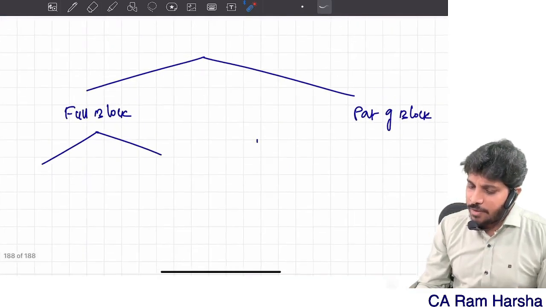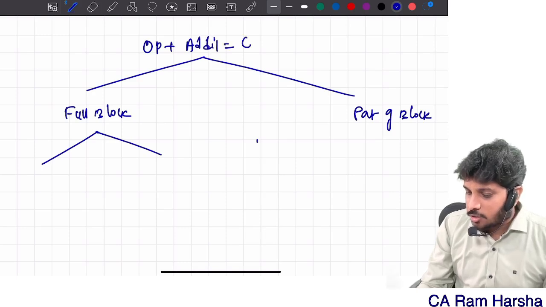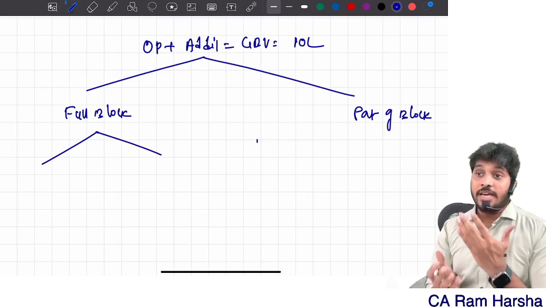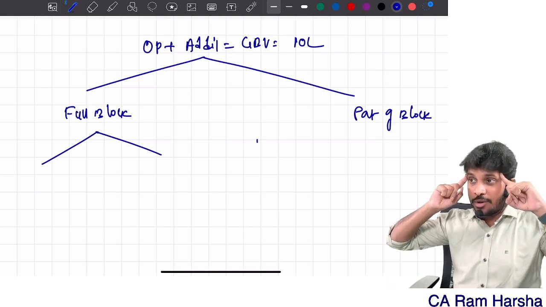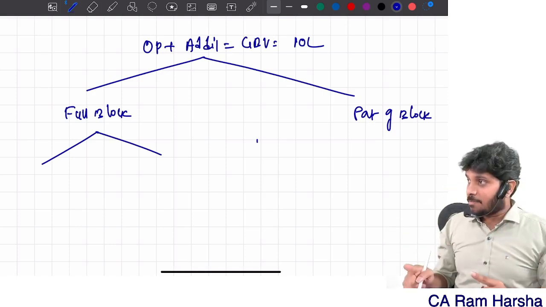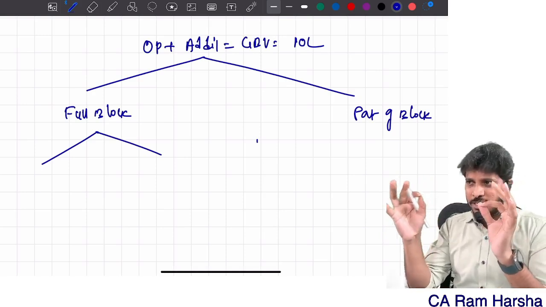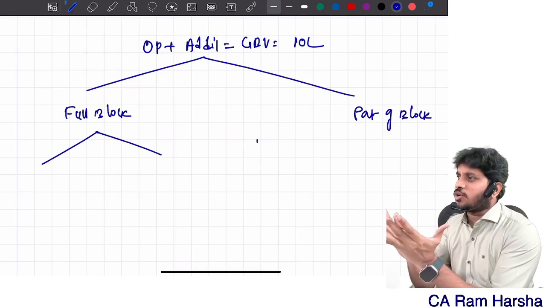Fine. So first I will do one thing. Opening plus additions is equal to gross block value, equal to 10 lakhs. Up to there, sale information is not relevant. Now in the problem there is sale information. When sale information is given, I should apply my brain like this: full block sold, or part of a block sold. Sale information talks about whether the full block is sold or only a few assets are sold. Check that.